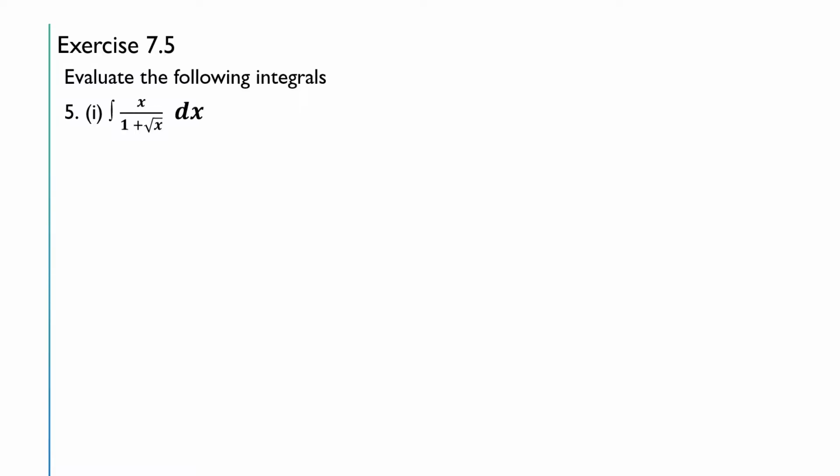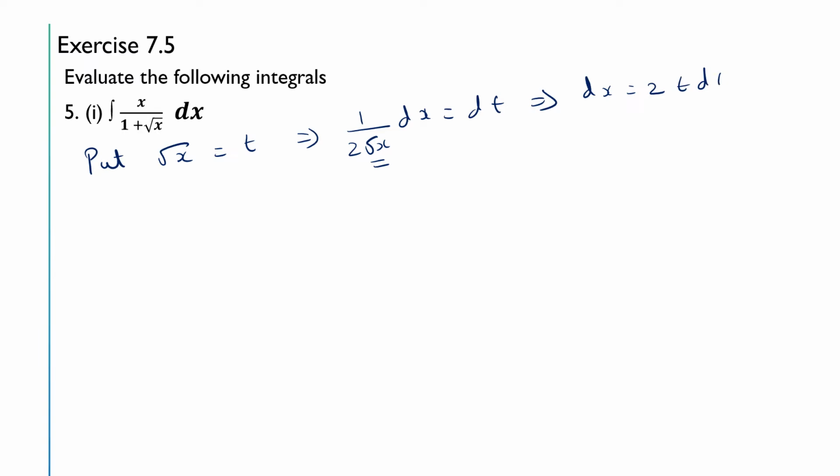Now these are the questions from exercise 7.5 of chapter 7 integrals from the book Applied Mathematics class 12 by M.L. Agarwal. The fifth question is integral x divided by 1 plus root x dx. So when we have integrals of this type, we have to put root x is equal to t. If we differentiate both sides, we will get 1 by 2 root x dx is equal to dt, or we get dx is equal to 2t dt, since root x is t.